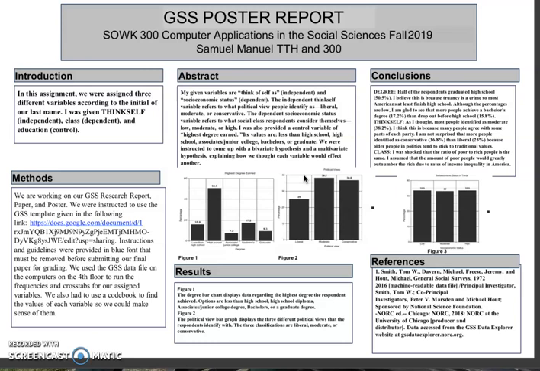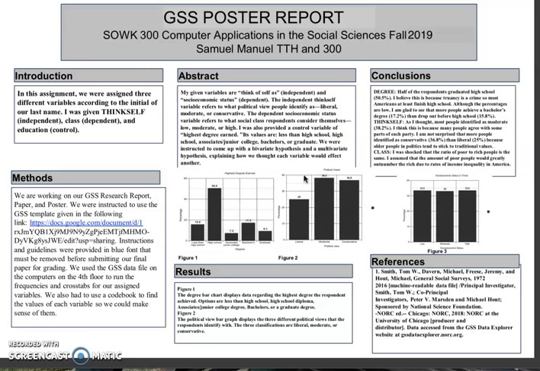So, the independent think self variable refers to what political party each individual identifies as, whether it's liberal, moderate, or conservative. The dependent social economic status variable refers to what social class respondents consider themselves, such as low, moderate, or high. I was also provided a control variable of the highest degree earned. So its values were less than high school, associates at junior college, bachelor's, or graduates.